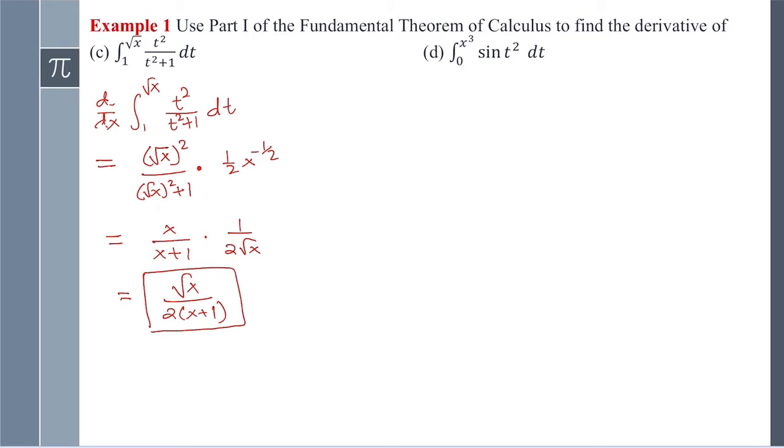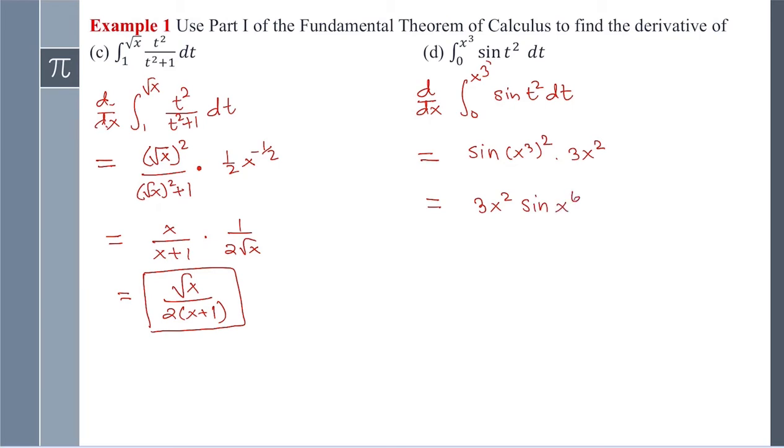Similarly, let's go ahead and find the derivative of this integral. d over dx of the integral from 0 to x cubed of sine t squared dt equals, we replace t with x cubed, so this becomes sine of x cubed squared, and then times the derivative of x cubed, which is 3x squared. We can then rewrite this as 3x squared sine x to the sixth.